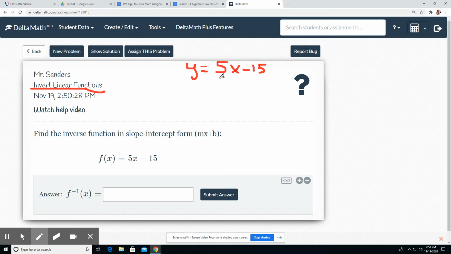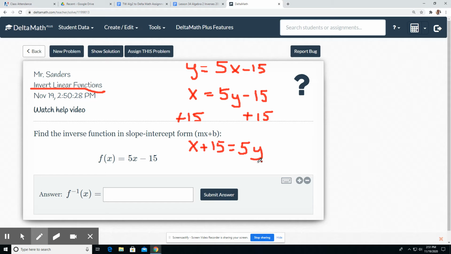All right. The next step is we switch the x and the y. So it now becomes x equals 5y minus 15. Notice everything is the same, but the x and y switched. Now we solve for y, so we try to get y by itself. I'll go ahead and add 15, and I get x plus 15 equals 5y.